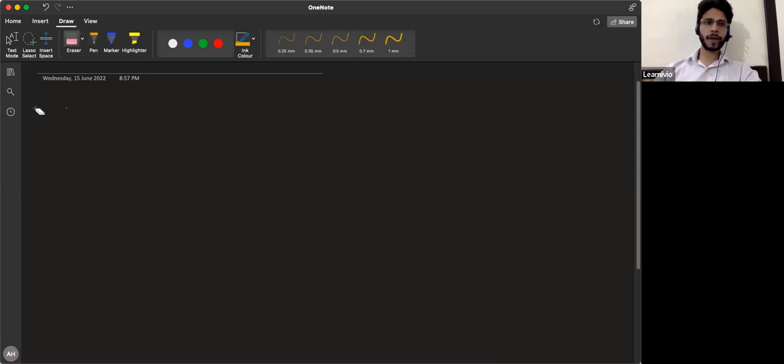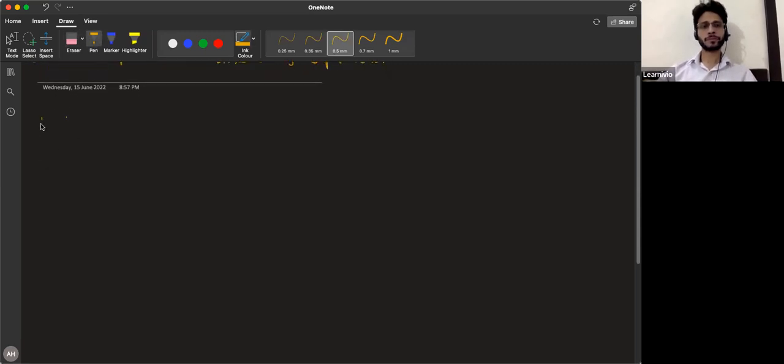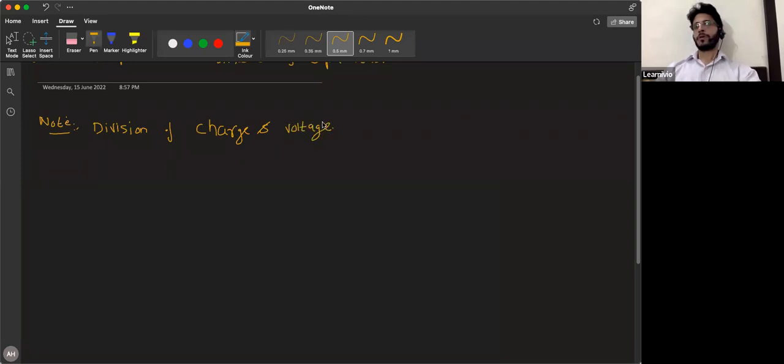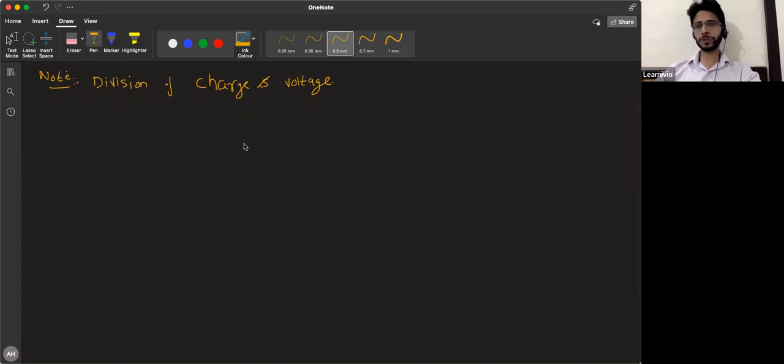Before starting series and parallel combination, you should know division of charge and division of voltage. We do series and parallel combination using this division of charge and division of voltage. Now let's see what division of charge and division of voltage mean, and when charge and voltage divide.